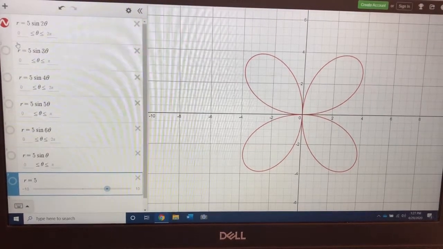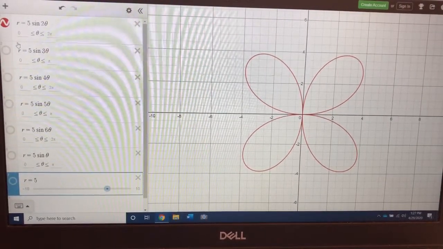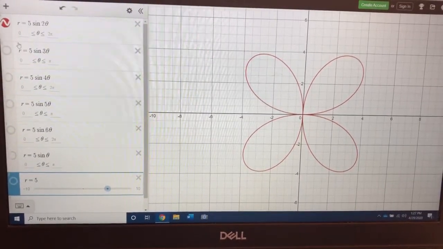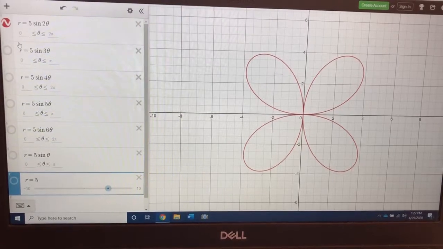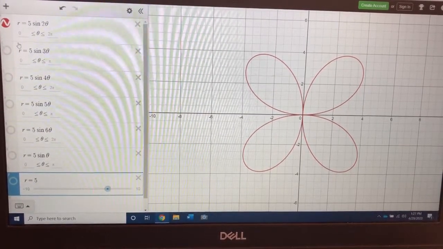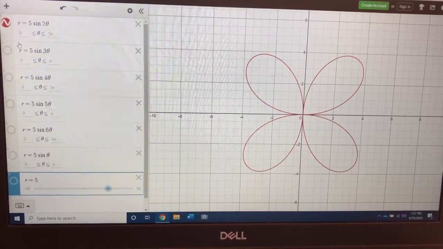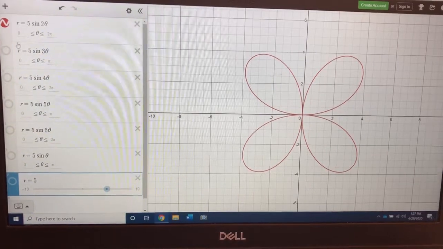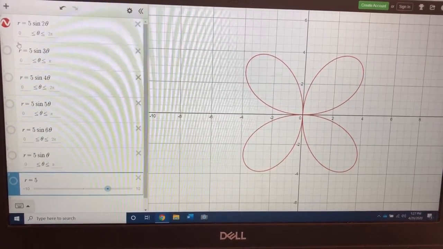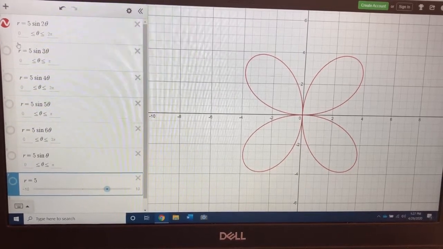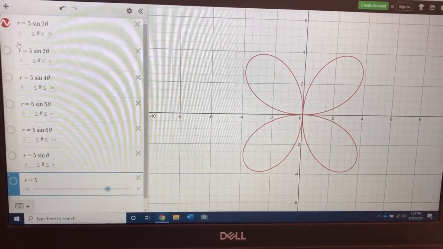I'd like to look at some polar graphs called rose curves. And before we graph them on paper, I'd like you just to see their beauty on the computer. I'm going to use Desmos for this. And I have graphed r equals 5 sine 2 theta. That's a rose curve. Notice that there are 4 petals for that equation of r equals 5 sine 2 theta.